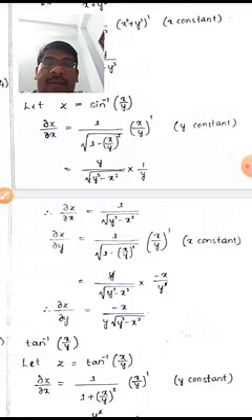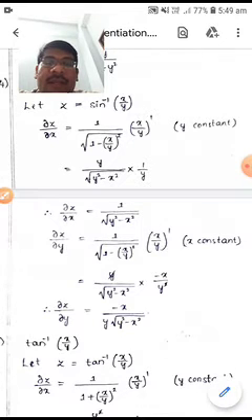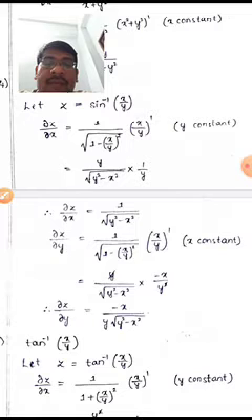Similarly, the derivative with respect to y is equal to 1 by square root of 1 minus (x by y) whole square, times the derivative of x by y. Here x is a constant, keep it as x. The derivative of 1 by y is minus 1 by y square. Here y cancels. The remaining is dou z by dou y is equal to minus x by y square root of y square minus x square.